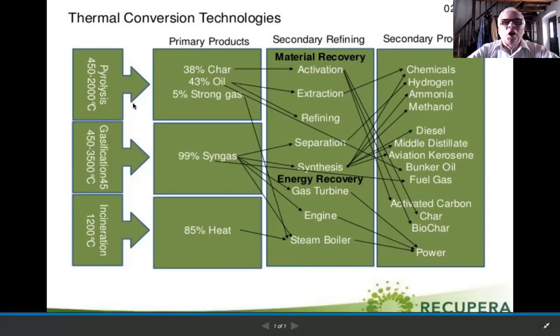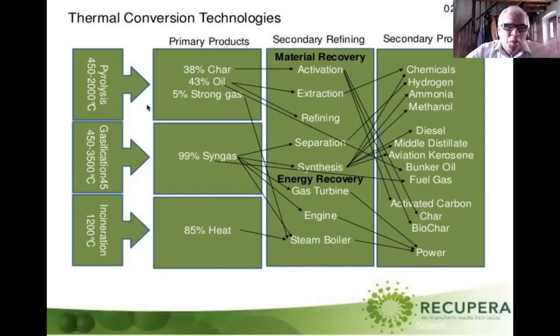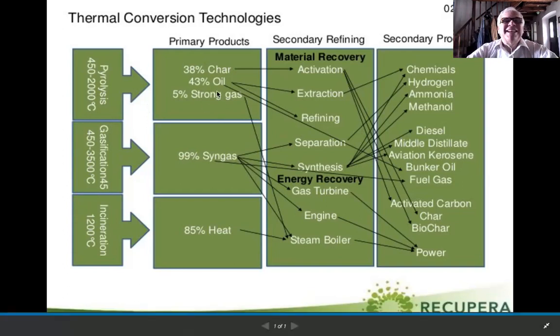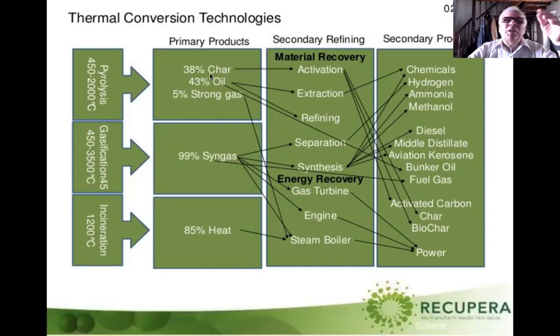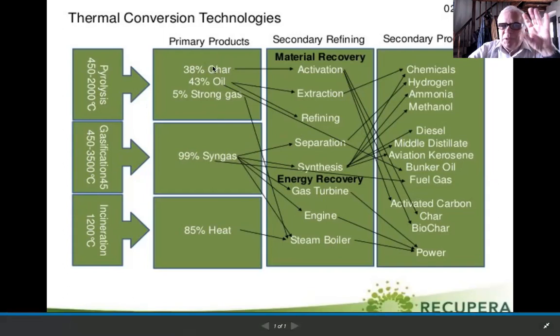If you do pyrolysis, you always have 3 products, always 3 phases. There's no way you have something different. And the 3 phases are: you have char, which is pure carbon, 38%, it can be 40, it can be a little over that, but normally this is a good number, 38% char. And then you have up to 43% of this pyrolysis oil.